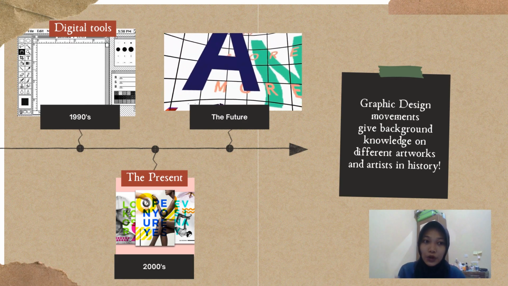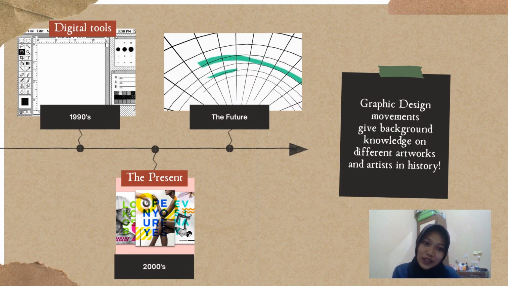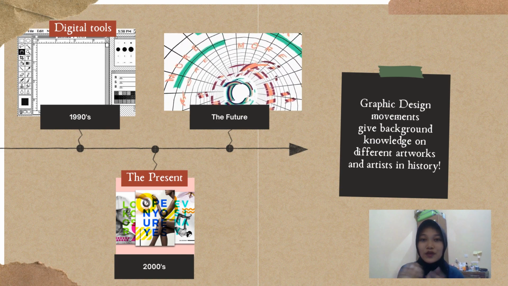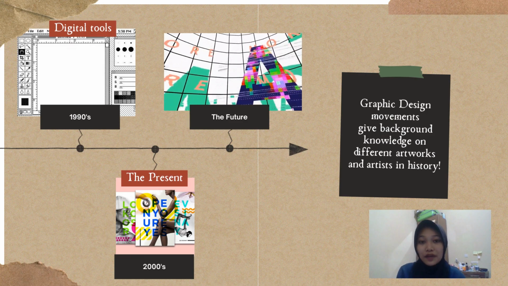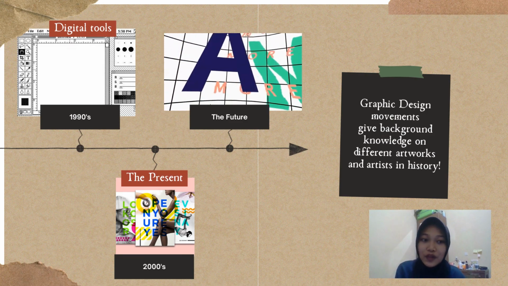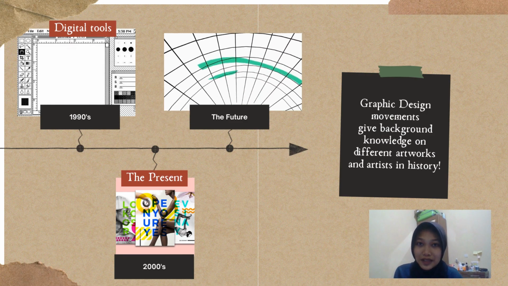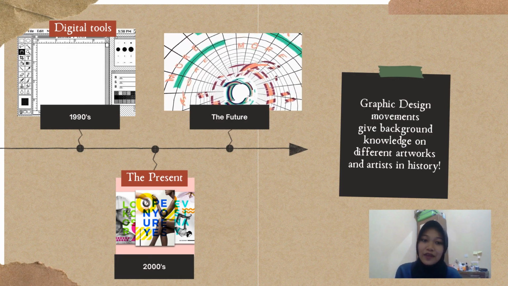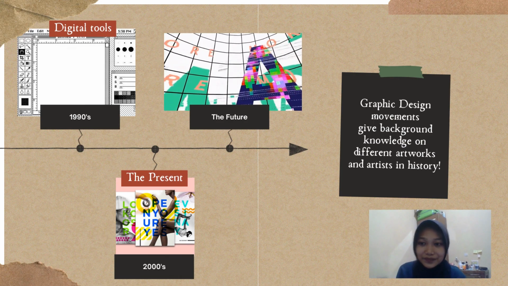As we move forward, let us draw inspiration from the past to continue pushing the boundaries of our creativity in graphic design. Thank you for your attention on this journey through the history of graphic design. Let's continue to create, innovate, and inspire. Thank you. Bye.